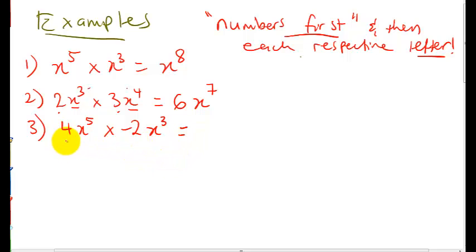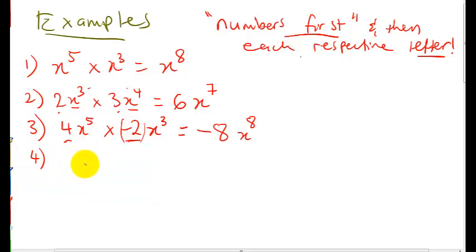Alright, the number here is 4. Again, numbers first. So the number here is 4. The number here is minus 2. Okay? Don't think it's 4 take away 2. The number is just minus 2. So it's 4 times minus 2. And I just use brackets in there just for you to know. 4 times minus 2, which is minus 8. Alright, 4 times 2 is 8. And then the negative with the positive turns into a negative. And then again, x power 5 times x power 3 is x to the power of 8. Okay? Easy stuff.